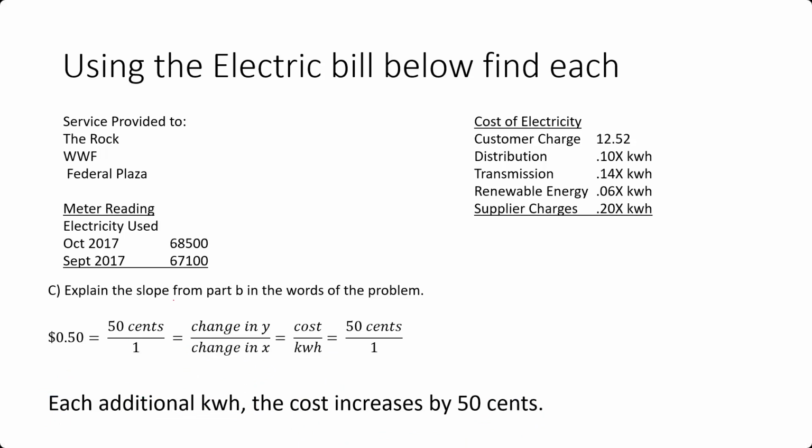Any questions? You'll definitely, I don't know what problem, but there's going to be one where you'll have to explain the slope, whether it's in the electric bill or elsewhere. Any questions? But whenever I have a problem, I always put my x and y, this part here, kilowatt hour and then cost in money, so then I can see this is going up by 1. This is going up because it's positive by 50 cents. Any questions?